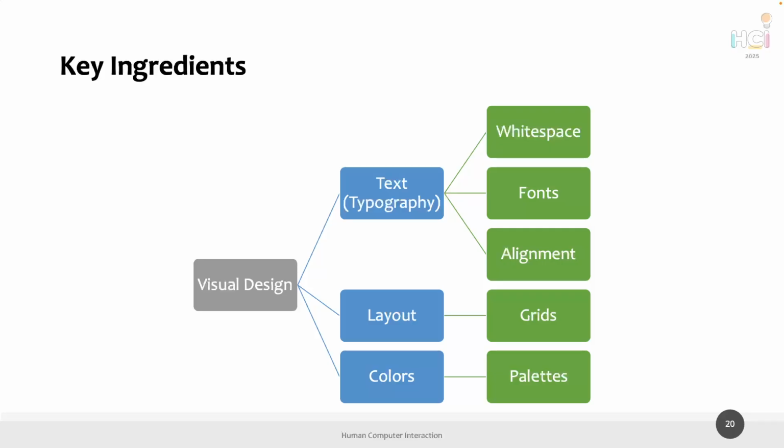These are the 3 ingredients of visual design we will see today and next Monday. Text, layout, and colors. For each of these ingredients, you can, of course, focus on white space, fonts, and alignment for the text. Then layout typically means grid layouts, especially in the web domain. And then colors, we will see some details on how to select colors for our prototypes, and we will explore a bit the concept of palettes.